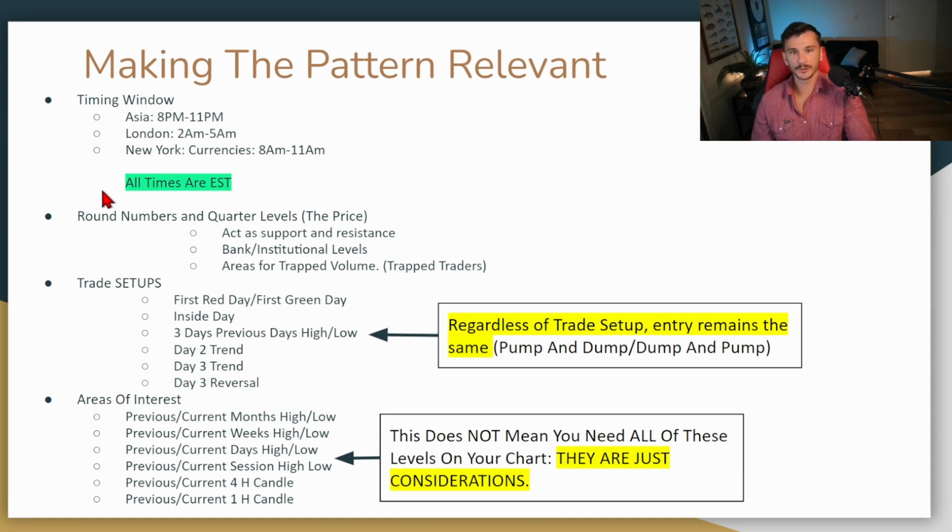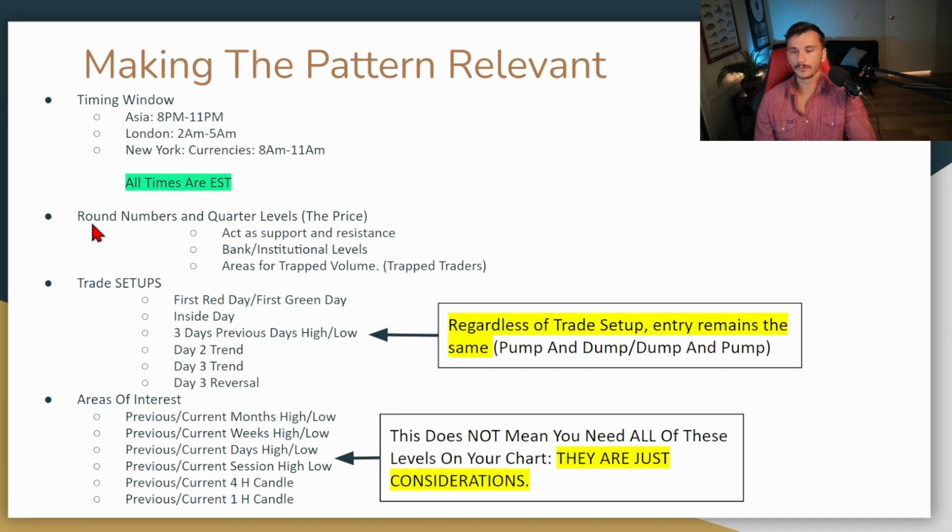I personally trade the New York session, but the other timing windows are Asia from 8 to 11 p.m., London from 2 a.m. to 5 a.m. New York, the currencies, I know I have 8 right here, but it's 7 a.m. to 11 for currency pairs. A lot of times those currency pairs will start their move at 7 o'clock Eastern Standard Time. And then everything else is from 8 to 11. These times are all Eastern Standard. That's Eastern United States, New York time.